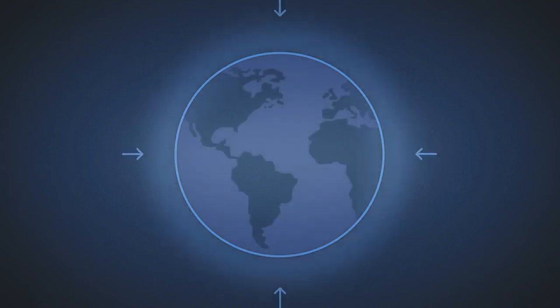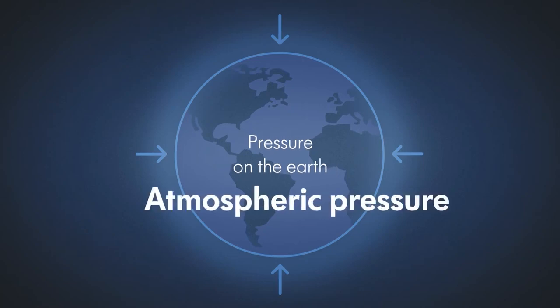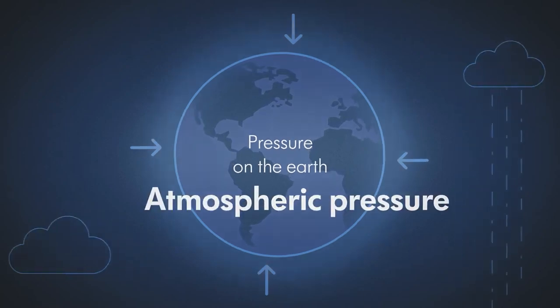Gravity, which acts on the air, also causes constant pressure. On the Earth, for example, atmospheric pressure. This depends, among other things, on the weather.